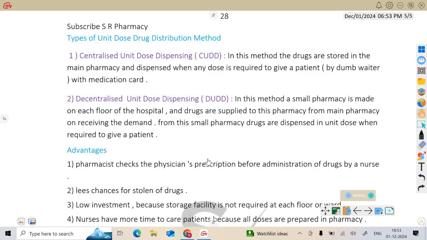In the decentralized method, there is a small pharmacy on each floor of the hospital, and the drugs are supplied to the pharmacy from the main pharmacy on receiving the demand. From this small pharmacy, drugs are dispensed in unit dose when required to give to a patient.